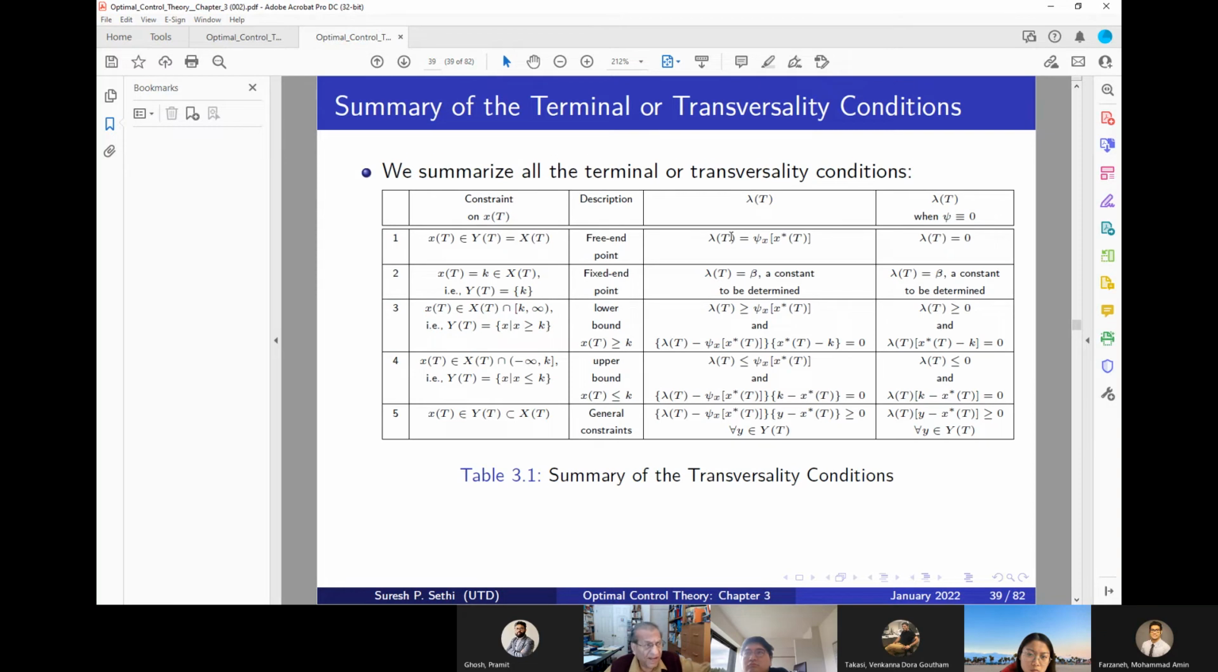And all of that I've done in terms of boundary conditions, or transversality conditions as we call them, is all summarized in this table. This is the general setting. These are various special cases. And this is the lambda(t), and this is the lambda(t) for psi equal to 0. So this table has all the transversality conditions that you will need. If you don't remember these conditions, it's good to have this table with you, and you can consult it.